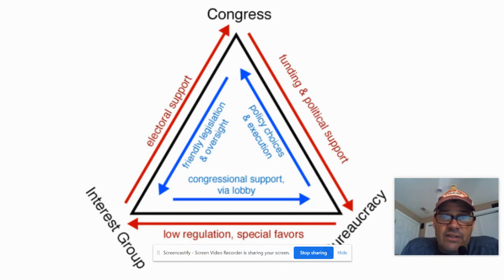And then the blue side on the inside: Congress passes friendly legislation and oversight toward the interest group. The interest group then gives congressional support via lobbying for the bureaucracy. It's like, hey, give money to the Social Security Administration, expand its money. So the bureaucracy likes that. And then the bureaucracy chooses policies and executes the law in a way that makes Congress happy and makes Congress look good. So that's how this kind of relationship works.